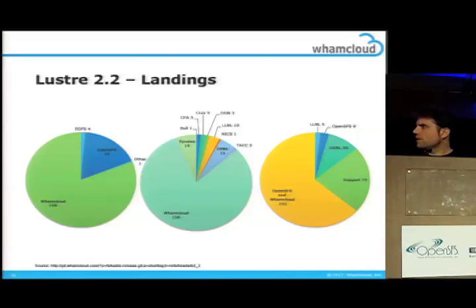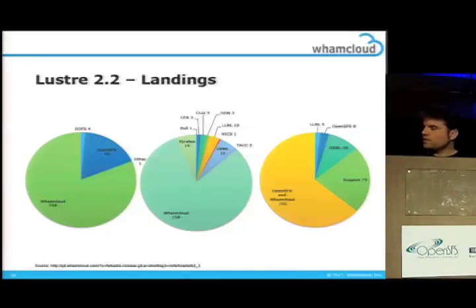And then the one to your left is the same data, but overlaying that with, this is basically the chart that I include in the quarterly OpenSFS reports. So it does have an OpenSFS leaning, and organizations who are in both EOFS and OpenSFS are shown as OpenSFS, but I hope the point is clear that between Whamcloud and the two community groups, that's what's creating the releases.